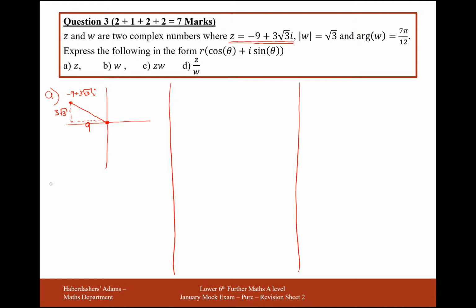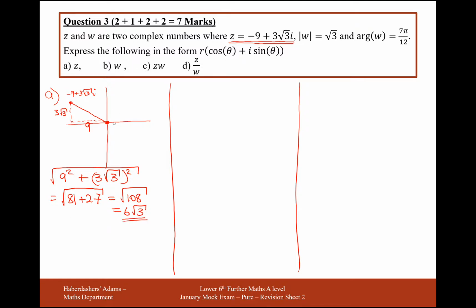So using Pythagoras' theorem here, it's going to be the square root of 9 squared plus 3 root 3 all squared. And either type that into your calculator or work it out. 81 plus 27 will give you 108, which is the same as 6 root 3. Okay, so that's the modulus.